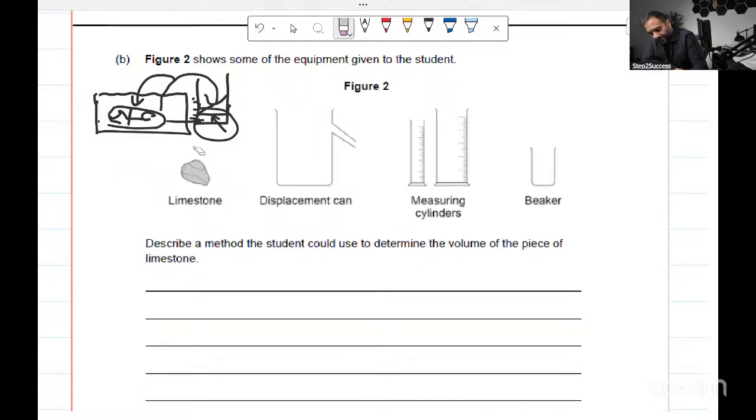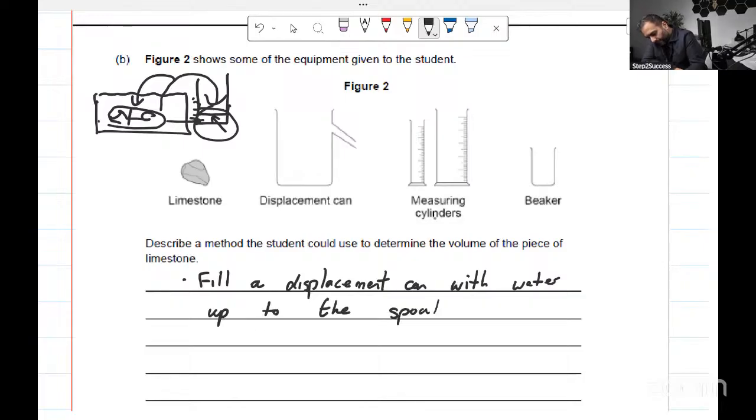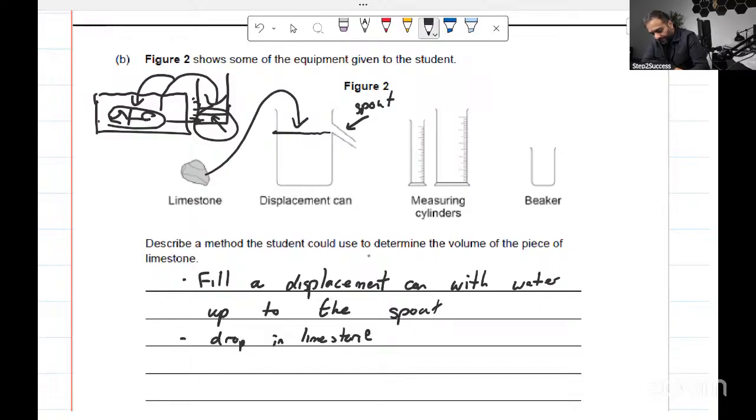What we do is we fill a displacement can with water up to the spout. This thing is a spout. Okay, so you fill it with water up to here. You then drop in your object. So you put the limestone in. You're trying to find the volume of this object. When you drop the limestone in, this water level will rise, and as soon as it starts to rise, it'll start coming down this spout over here.